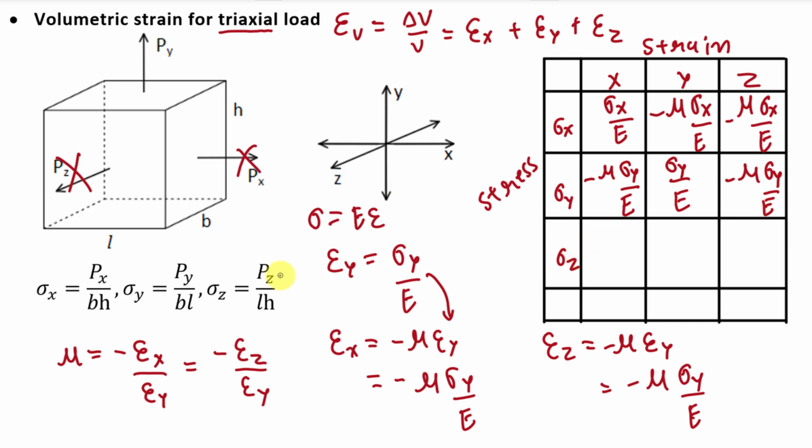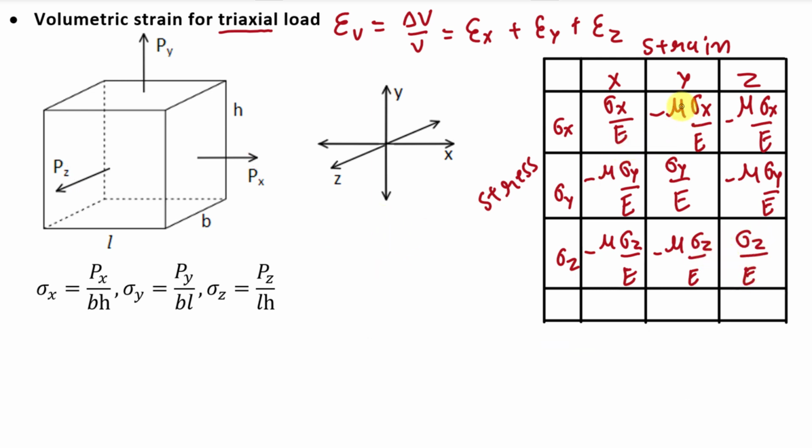Likewise, if you follow the same method to find the value of strain in x, y and z direction due to stress sigma z, then it will be minus mu sigma z divided by E here, minus mu sigma z divided by E here, and here it will be sigma z divided by E, right? So in this table we have all the values of strain in x, y and z direction due to individual loads Px, Py and Pz.